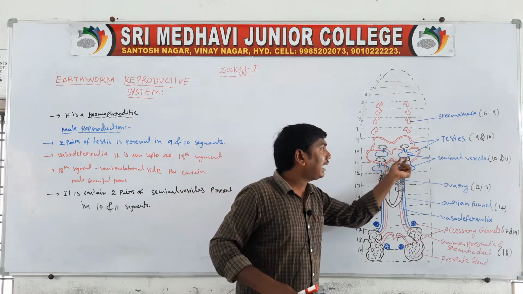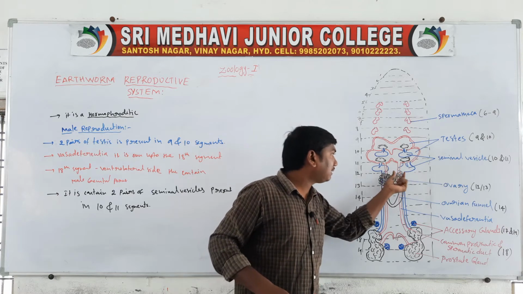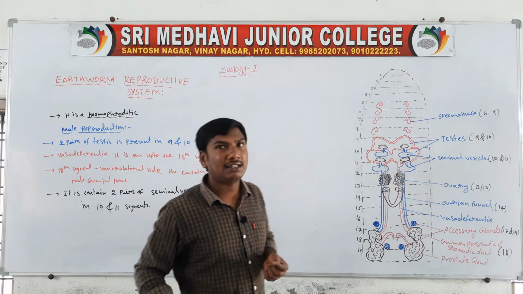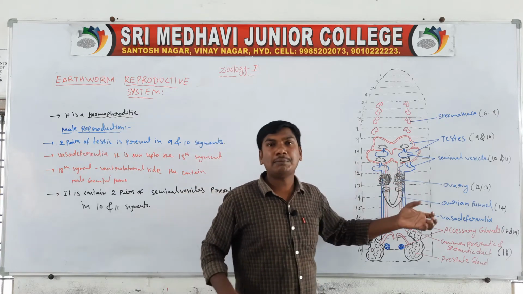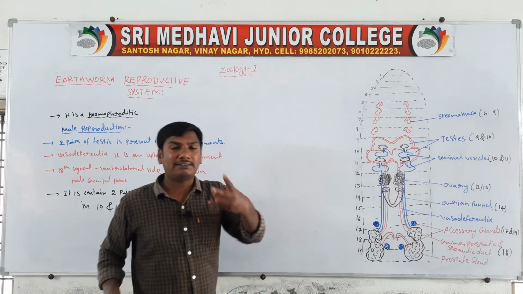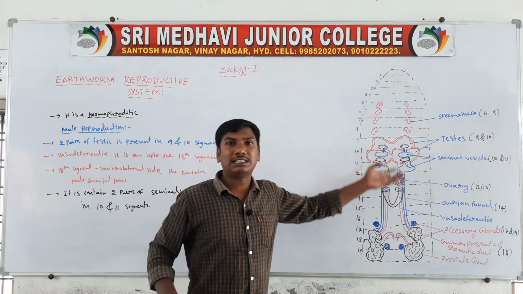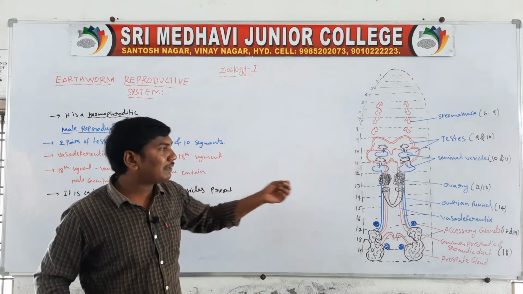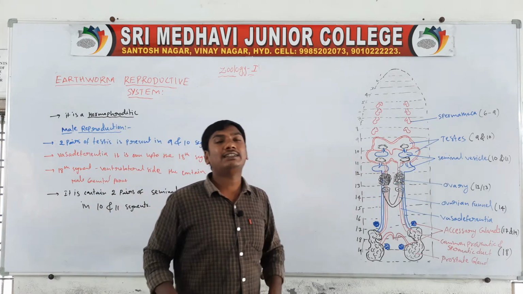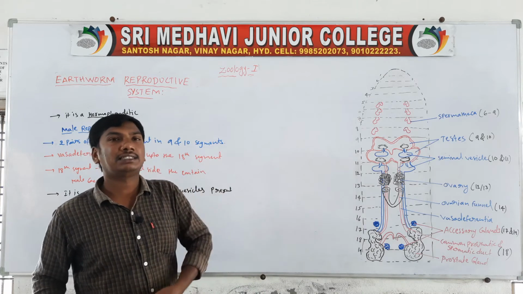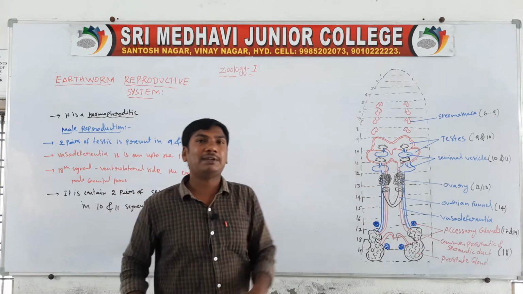The 10th segment contains a pair of seminal vesicles, and the 11th segment contains a pair of seminal vesicles. So the earthworm contains two pairs of seminal vesicles in total.